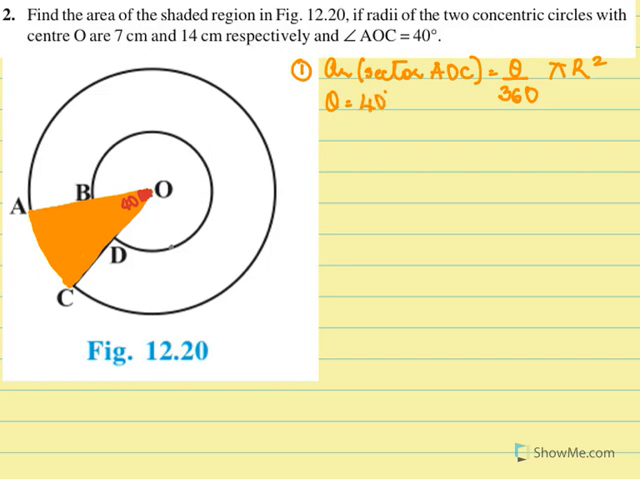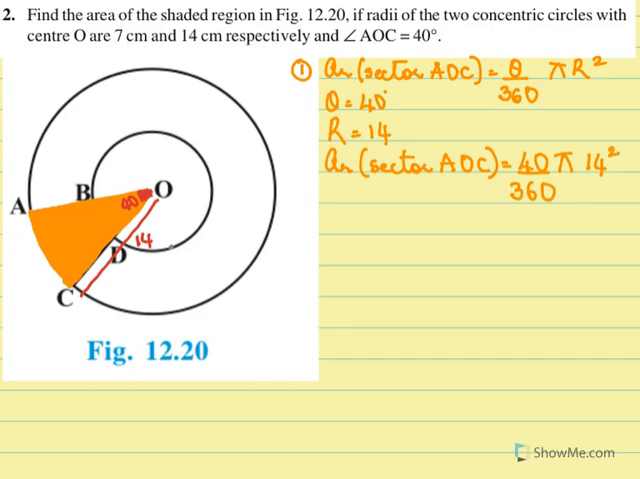The radius they said was OA was 14. So this radius is 14. So radius equal to 14. So area of sector AOC equal to 40 theta over 360. I'll keep the pi here. R square is 14 square.